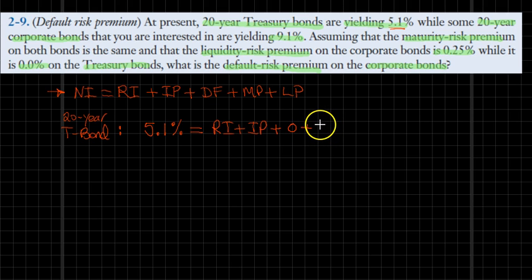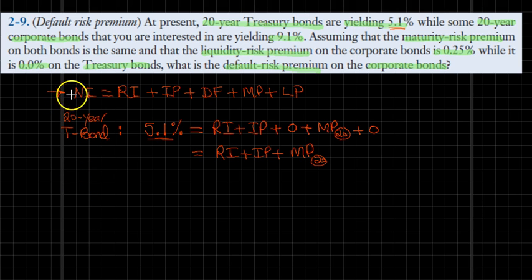The maturity premium is not given, but we know that it is the same for both securities. So let me just write 20 here to represent that the treasury bond is a 20-year bond. Plus, finally, we have our liquidity premium, which turns out to be 0 for the treasury bond. Rearranging the right-hand side only, the real risk-free interest rate plus the inflation premium plus the maturity premium for that 20-year treasury bond add up to give 5.1%.